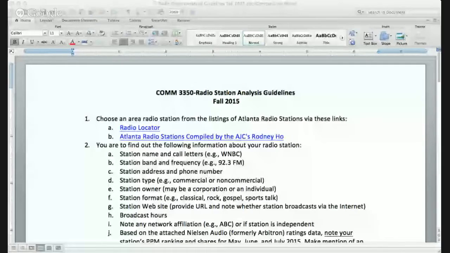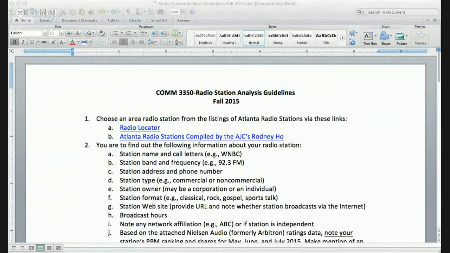First, let me see if I can find the right screen to share with you. Of course, I clicked on the wrong piece. I'm going to share our radio station guidelines and attempt to share those with everyone, present to everyone.